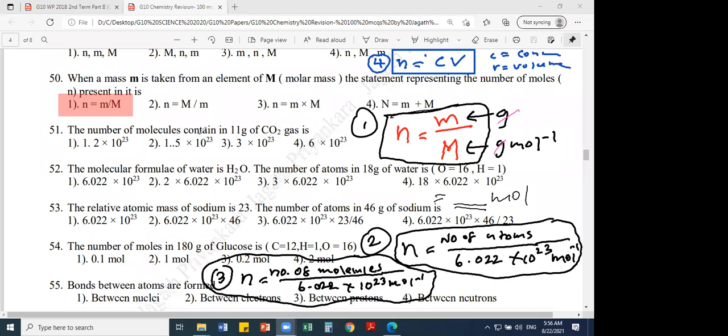Question number 51. Shall I erase this? Is anyone still copying down the four equations to calculate moles? Please copy down in your short notebook. Okay, when you are done, please lower your hand.